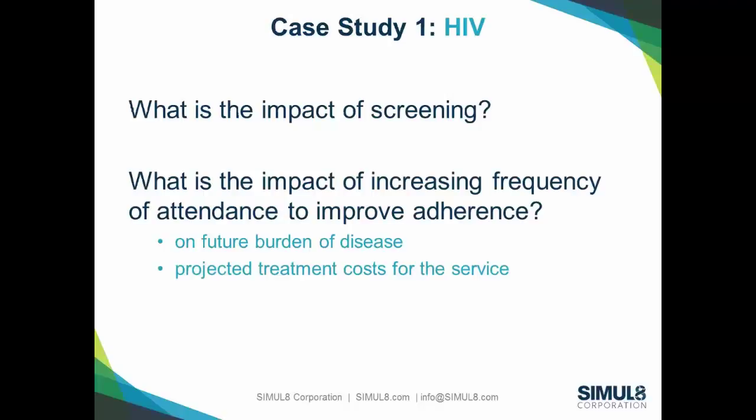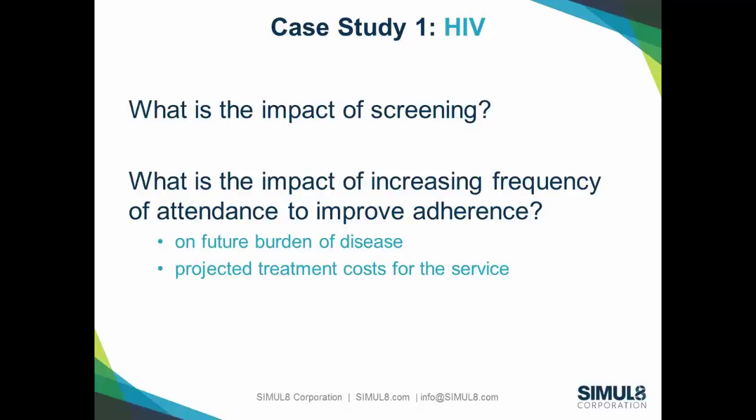So I wanted to give you some examples of that concept of modelling pathways to explain how this works in practice. And the first case study I'm going to start with is an HIV case study. And what we're looking at here is what the impact of screening is on HIV activity and on patient outcomes.